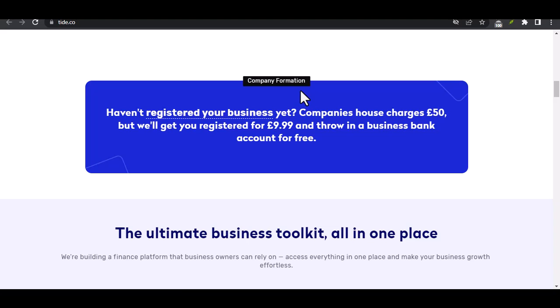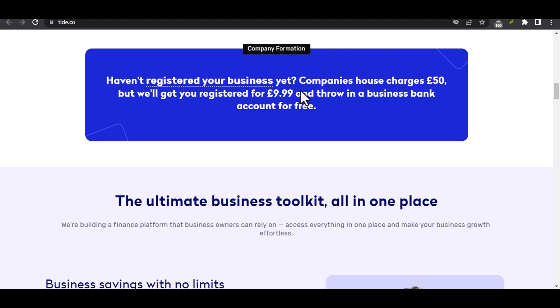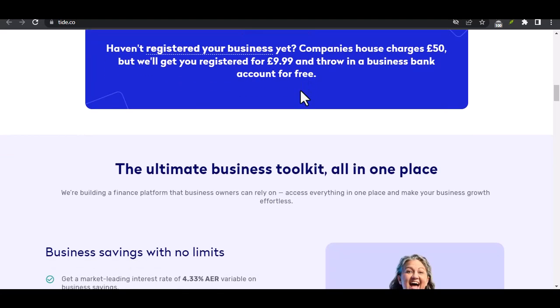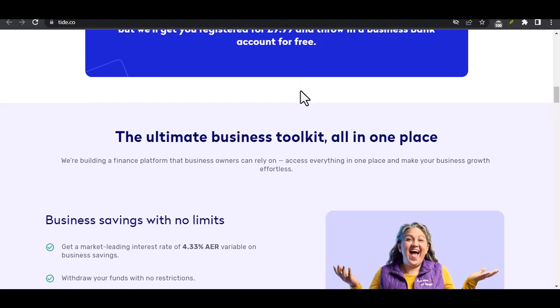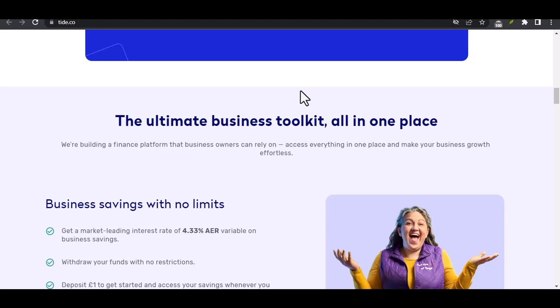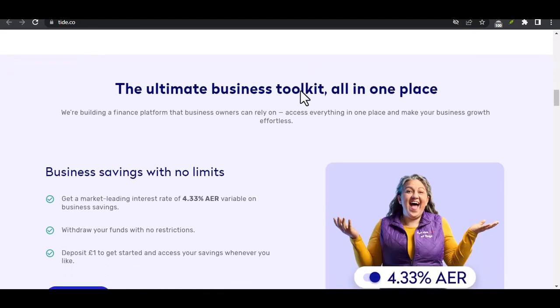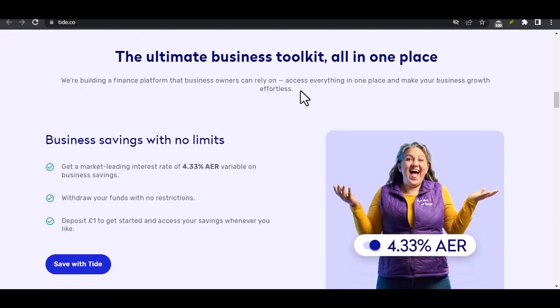Balance. The interest rate may increase or decrease based on the amount of money in your account. Business sector. Some industries may have specific interest rate offerings. Factors affecting interest rates. Base rate. Tide's interest rates are often tied to a base rate, which is typically the Bank of England's base rate. This means that if the base rate increases, so might Tide's interest rates.